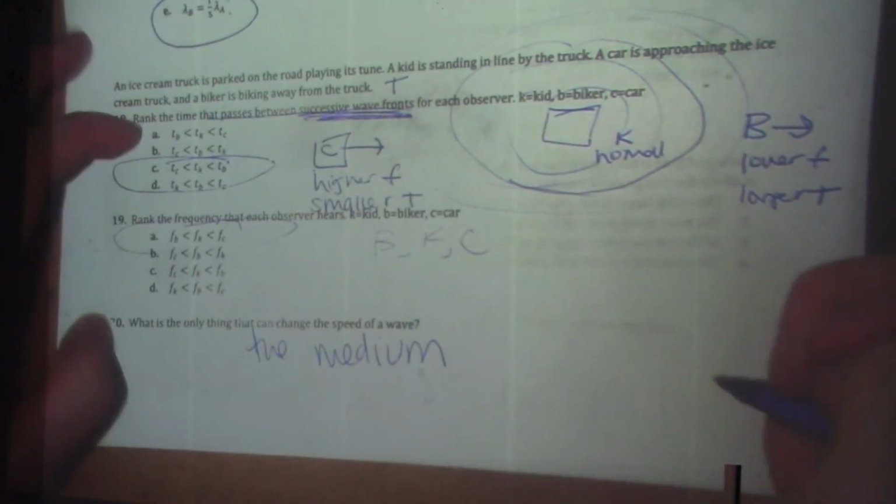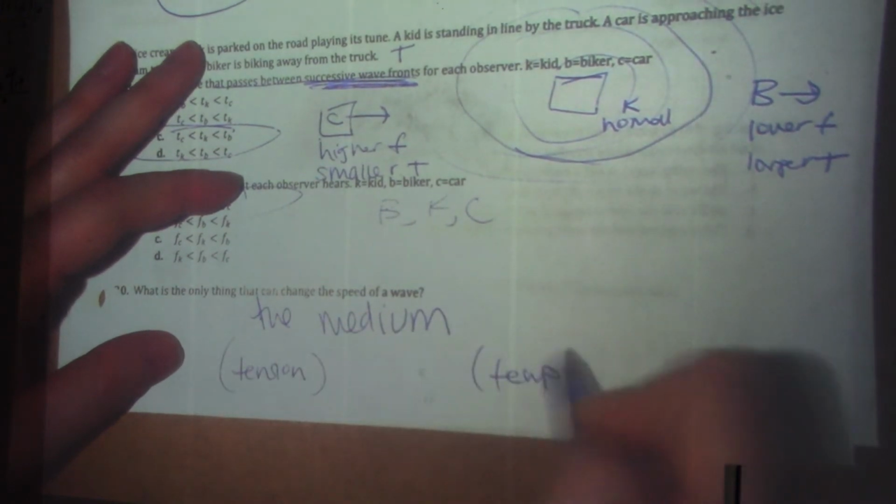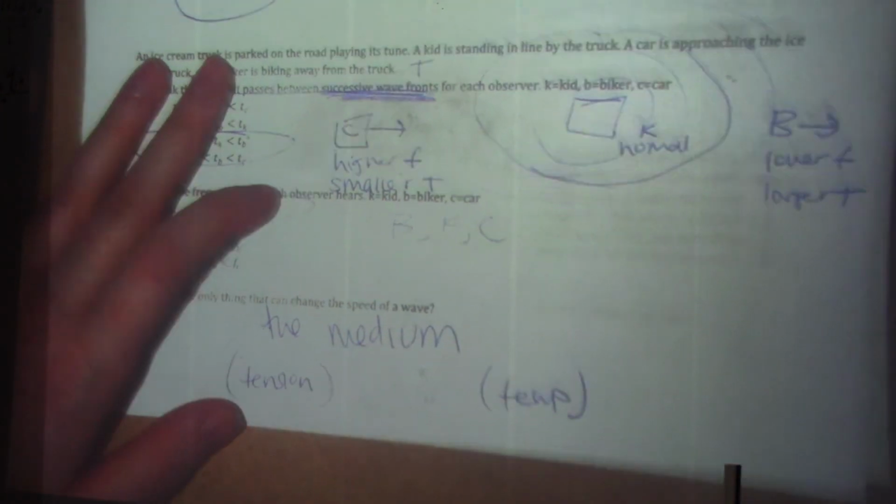The only thing that can change the speed of the wave is the medium. You can literally go to a different medium, like change from a rope to a skinny string, etc. Or within the same medium, you could change the tension of the rope or the string, or the temperature of the air, water, etc. that you're moving through.